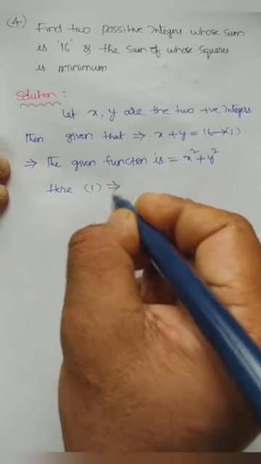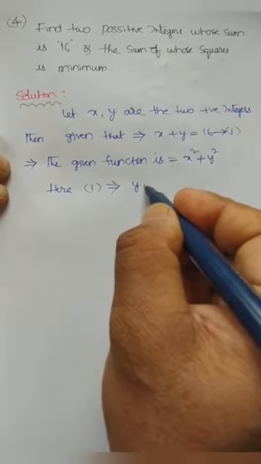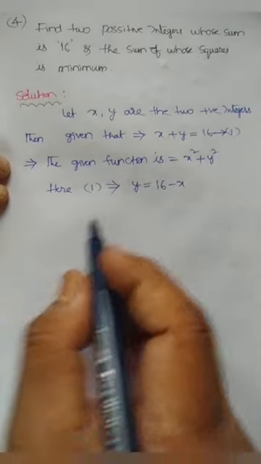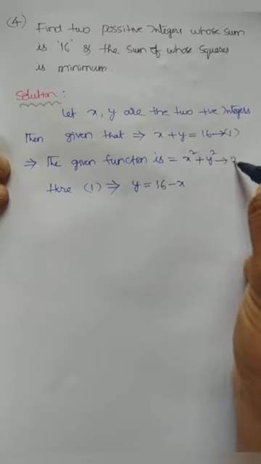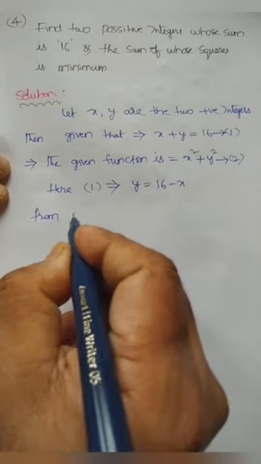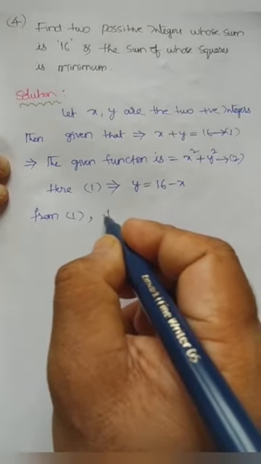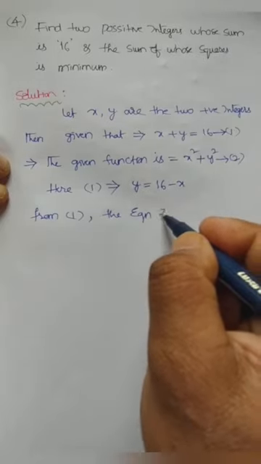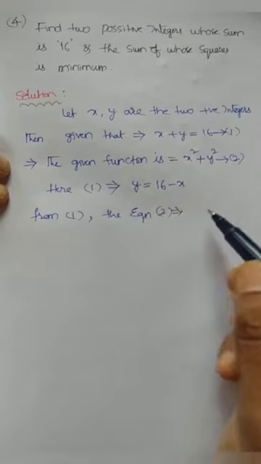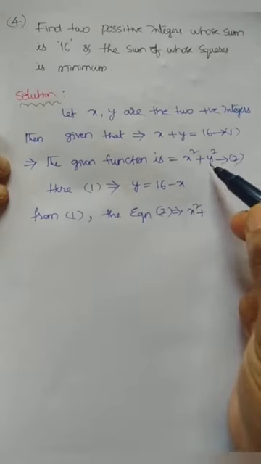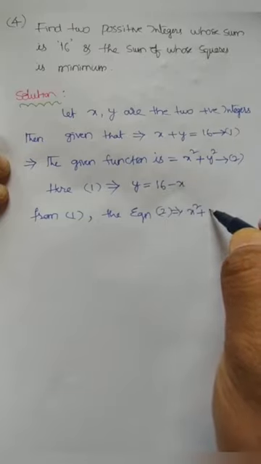Equation 1 implies Y can be written in terms of what? 16 minus x. This is equation number 2. From 1, equation 2 implies it is in the form of x square plus y square. Now in place of y I am going to substitute this one. So what is that? 16 minus x whole square.